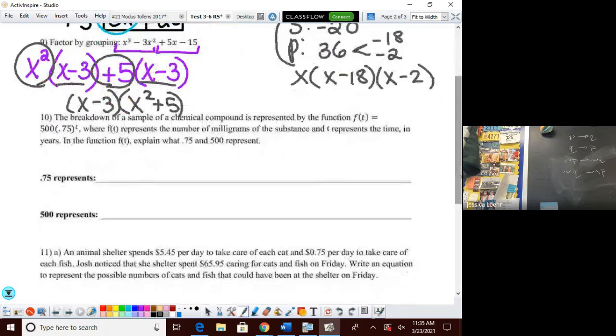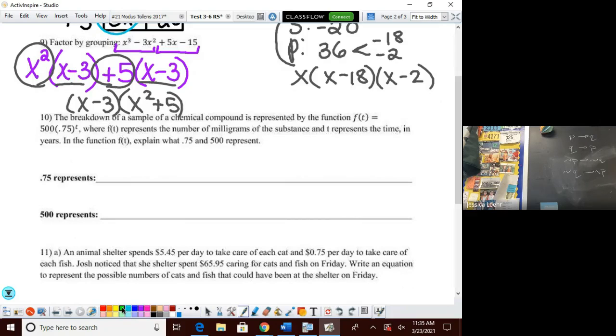Number 10, the breakdown of a sample of a chemical compound is represented by the function f of t equals 500 times 0.75 to the t, where f of t represents the number of milligrams of the substance and t represents the time in years. In the function f of t, explain what 0.75 and 500 represent. I gave you these lines here. I did this on the test as well, because last time I asked you something like this, some of you only talked about one of them.